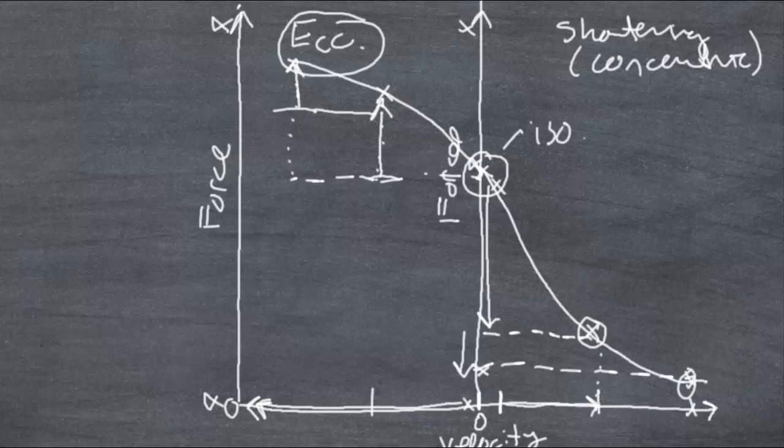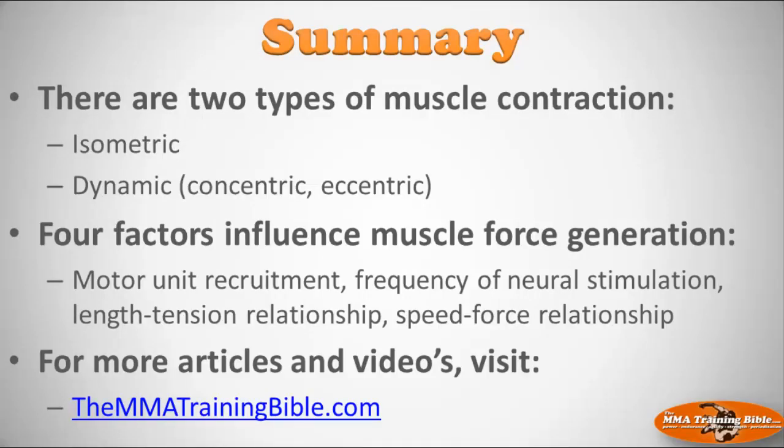Okay, so let's finish off this video lecture here. I want to give you a little summary of what we talked about. There are two types of muscle contractions that you need to know about: isometric and dynamic. And there are two further types of dynamic contractions: concentric and eccentric.